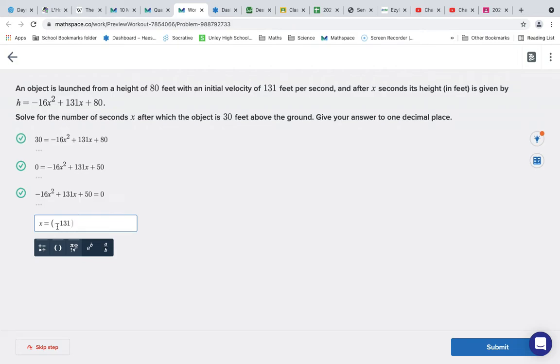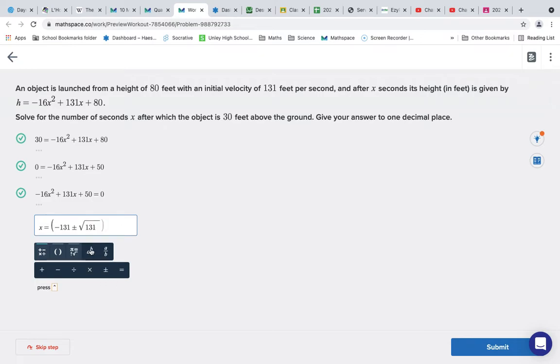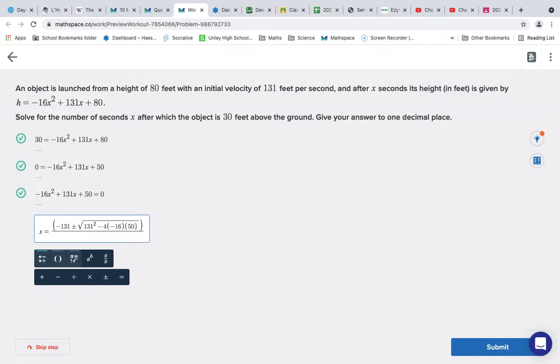Sorry about that. Plus minus, yep. Square root, b squared, 131 squared, minus 4 times the a term, minus 16, times the c term, which is 50. And then the reason I did that in brackets is because I need to divide the entire thing by minus 32, right?